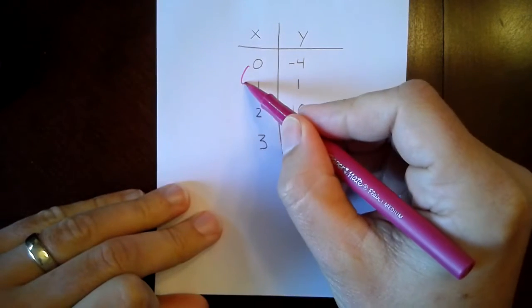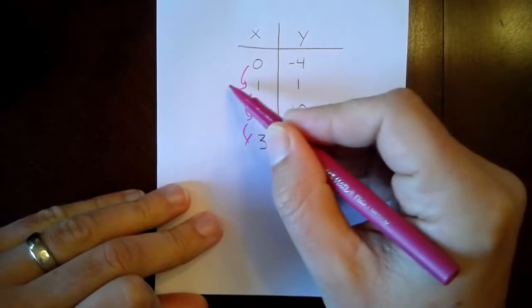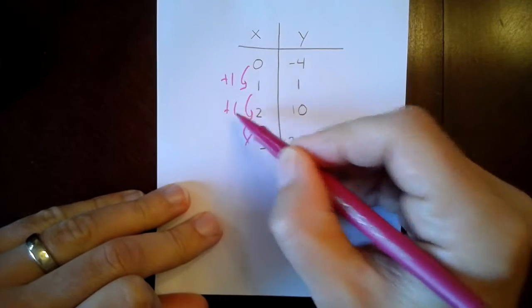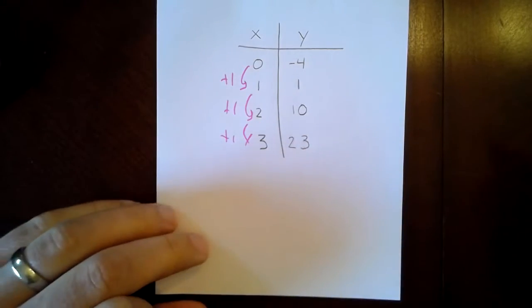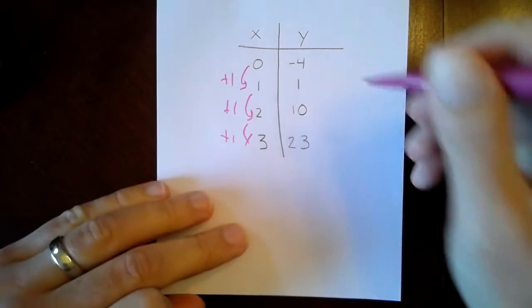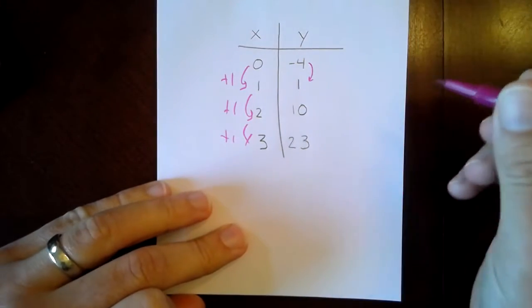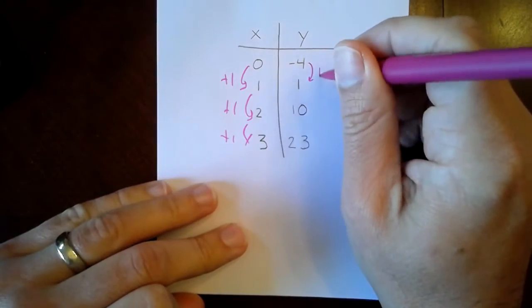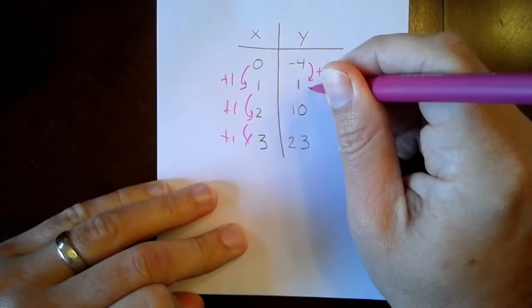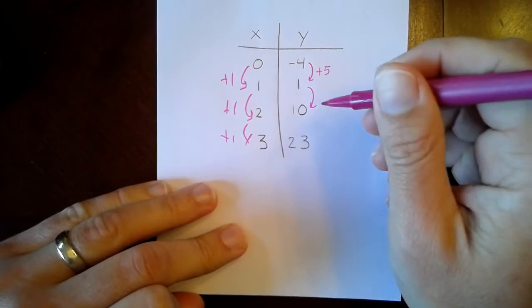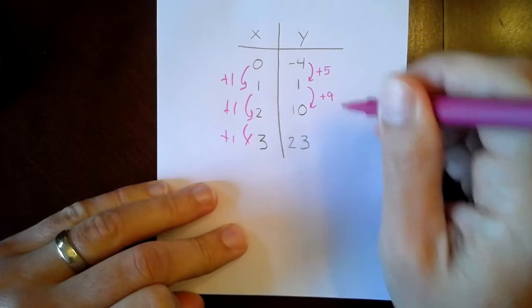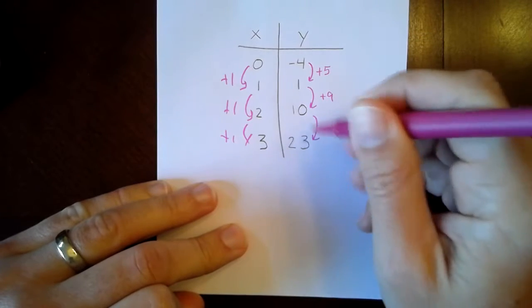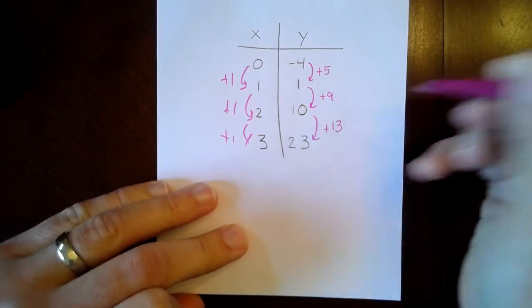Well, the first thing we can do is check to see, well, the x's are always going up. They're going up one every time. All right, constant change in x. So let's see what's going on with our y's. From negative 4 to 1, that goes up 5. From 1 to 10, that goes up 9. And from 10 to 23, that goes up 13.